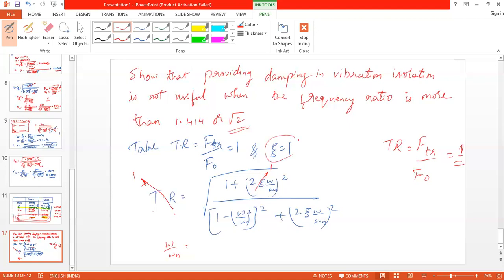I'll tell you why we need to take zeta as 1. Why can't we take any other value? I'll clarify. But now, if you take these two, what will be the value of omega by omega n?